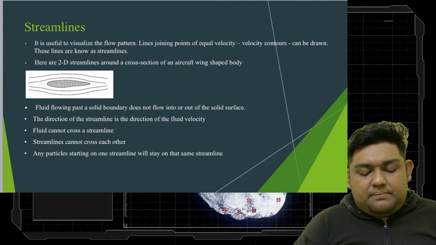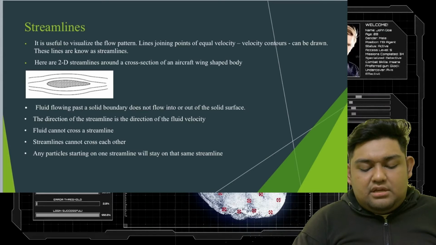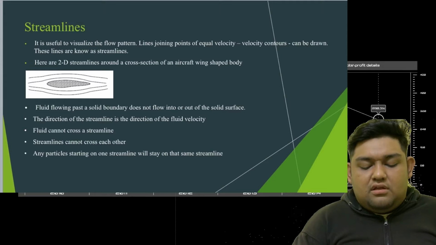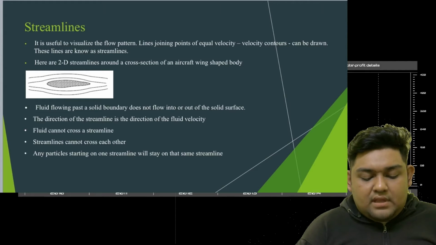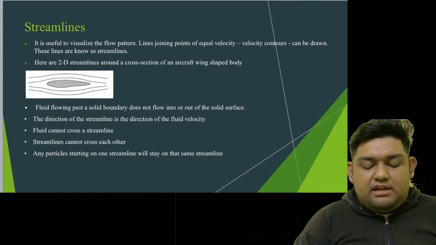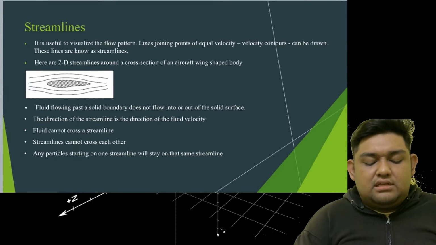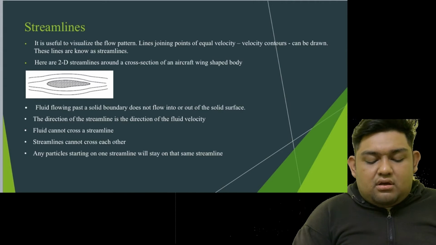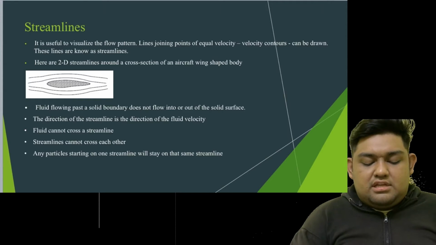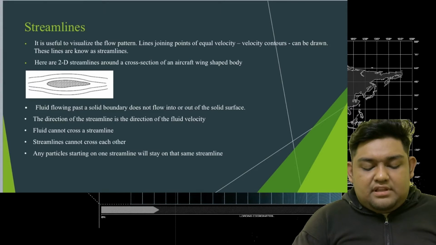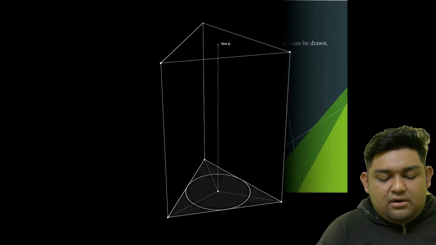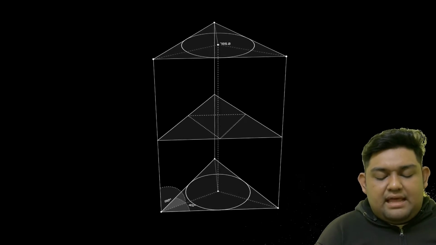Flow past a solid boundary does not flow into or out of the solid surface. The direction of the streamline is the direction of the fluid velocity. Fluid cannot cross a streamline. Streamlines cannot cross each other. Any particles starting on one streamline will stay on that same streamline.